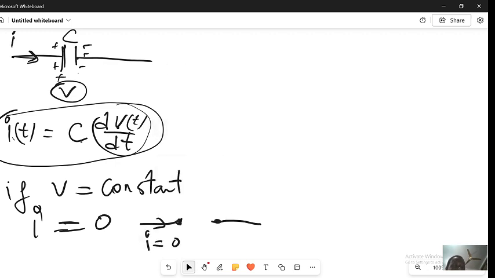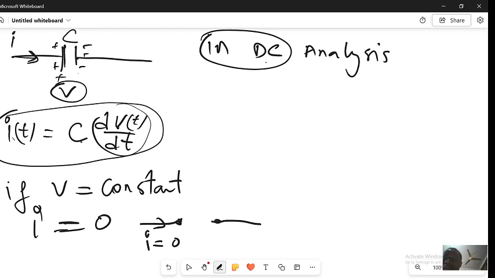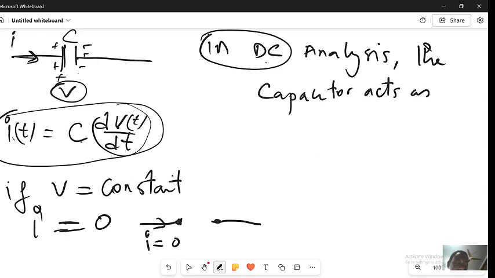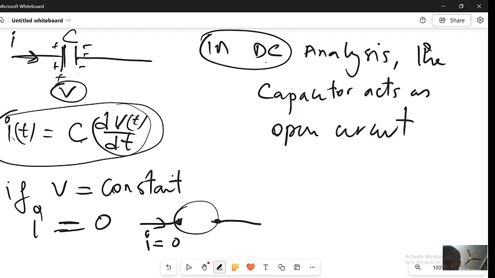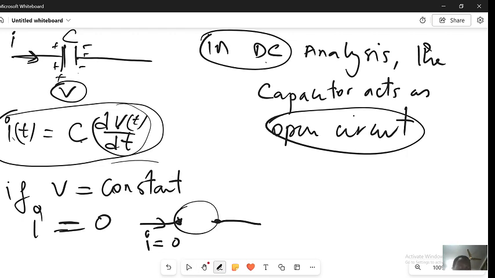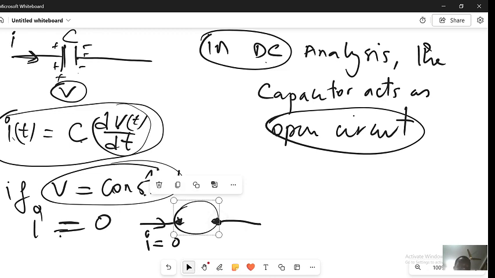That means that in DC, because the current and the voltage are not dependent on time, the capacitor in DC analysis acts as an open circuit. Why? We already saw, because in DC V is constant. When V is constant, the derivative is 0, so it is going to be an open circuit.